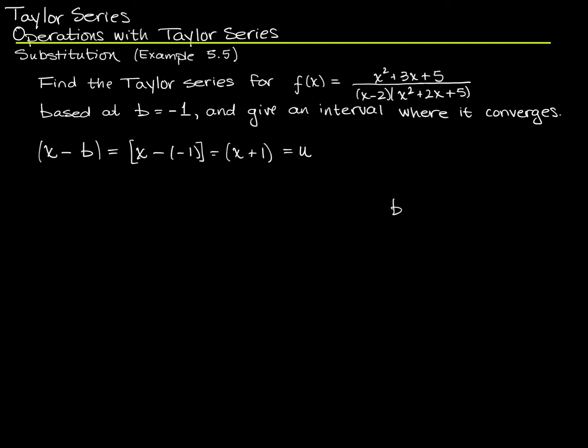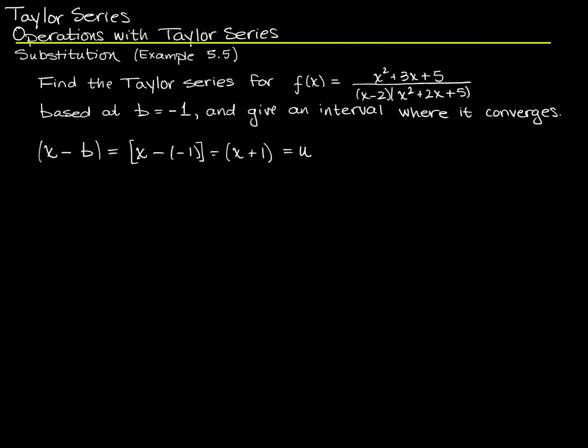This is essentially what we did with the first example we looked at. There we had b equals 2, so we said let u equal x minus b, which meant that u equaled x minus 2. And here what we're saying is that u equals x minus b, which is x minus negative 1. So that's my substitution in this case.